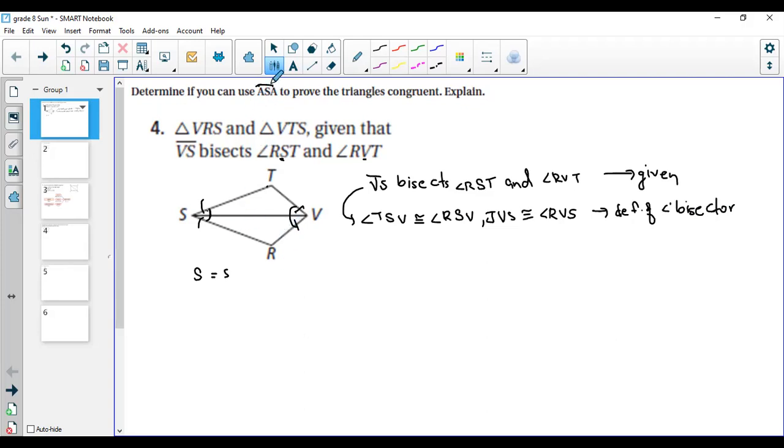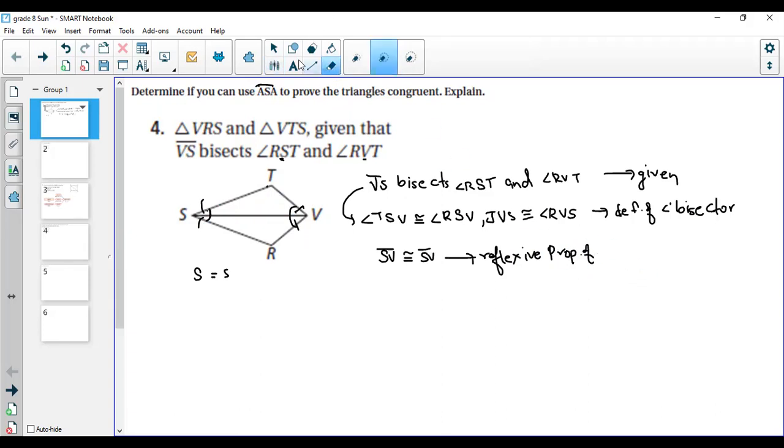Now we are using ASA, which means two angles and the included side. So here we already proved that two angles are equal to each other. So what we need to prove is whether the included side is equal or not. So here we could say SV is congruent to SV because of the reflexive property of congruence.